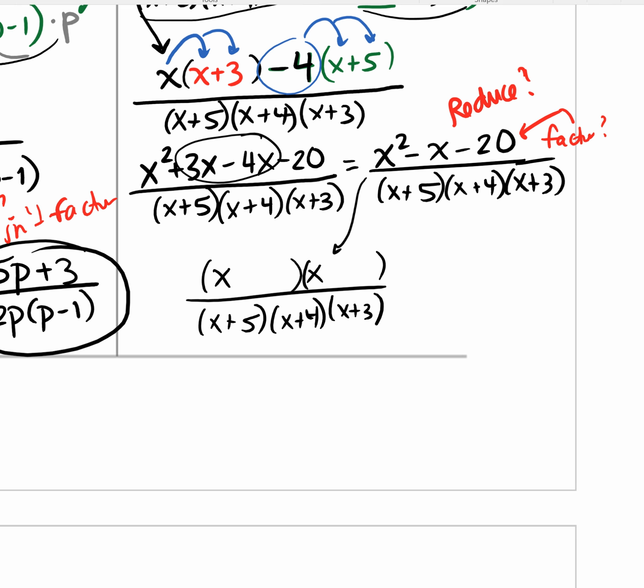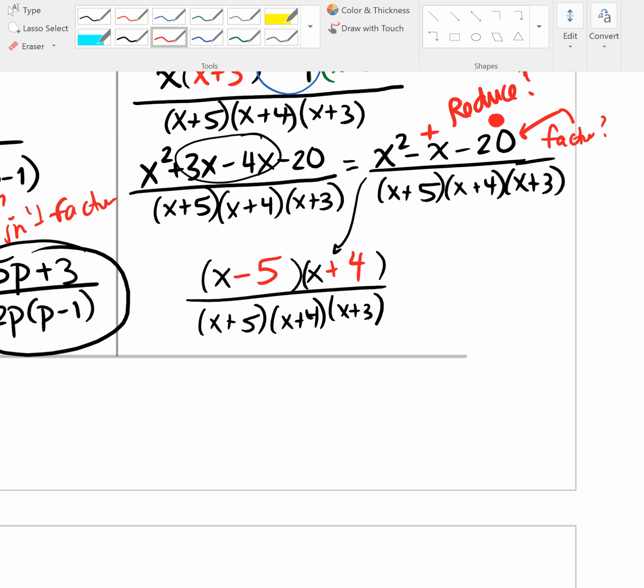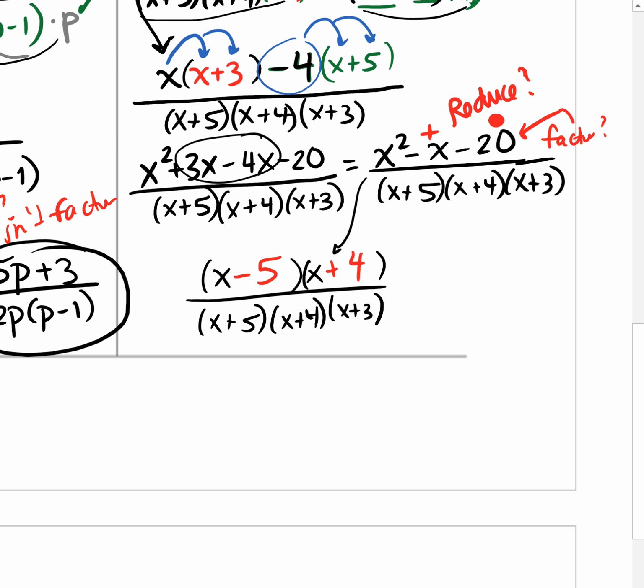But what I'm looking for in the numerator is, what are those numbers that multiply to negative 20 but add up to negative 1? That'd be negative 5 and positive 4. Because negative 5 times positive 4 is negative 20. Negative 5 plus positive 4 is negative 1. All that work did pay off because we have one factor that cancels. But the x minus 5 on top does not cancel. The x plus 5 on the bottom doesn't, and neither does the x plus 3 on the bottom.